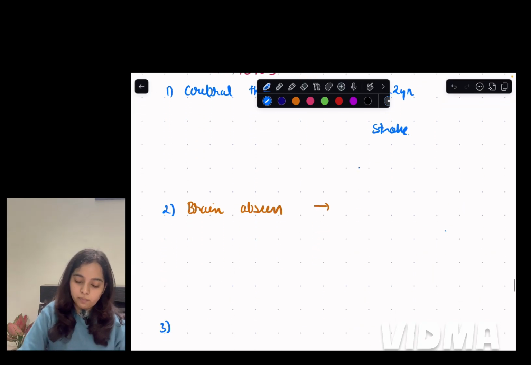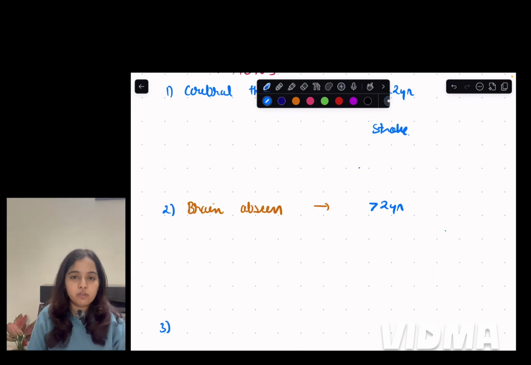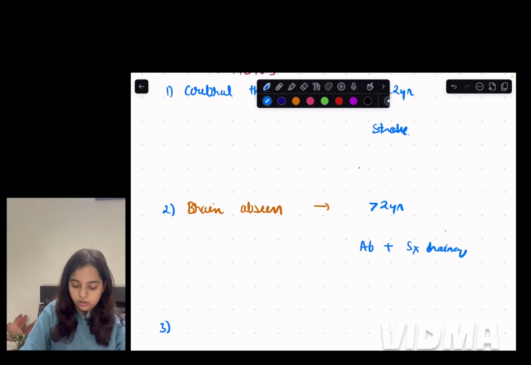Now, brain abscess is common in children more than 2 years of age. The child will present with the signs of raised ICT, headache, vomiting. They can even have seizures. They can have focal neurological deficit, and fever can also be present. To treat this, we will treat with antibiotics as well as surgical drainage.